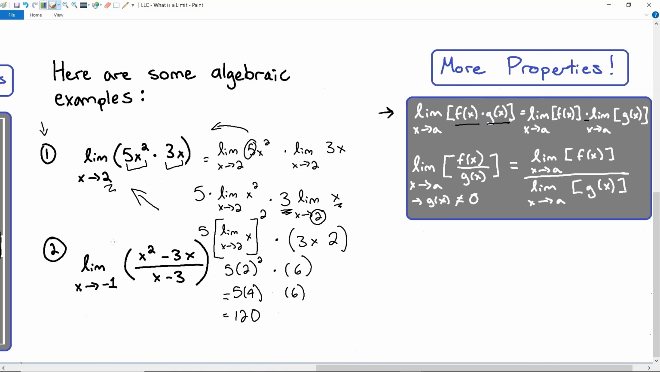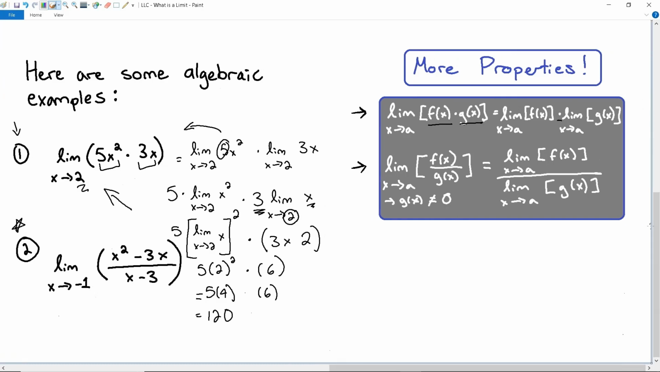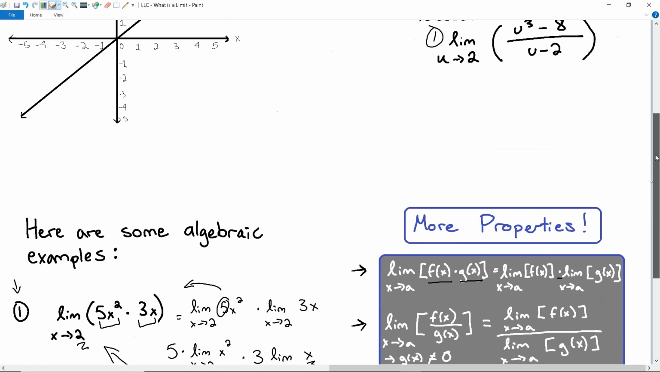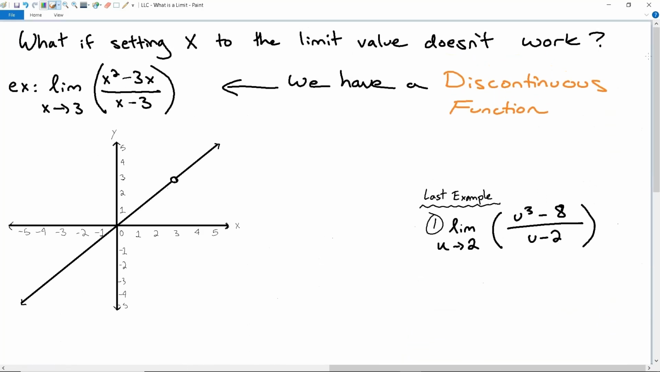So I'm going to leave this example here for you to try on your own. You are going to have to use this limit property here. Very similar to the multiplication property. It's just that we're doing the same thing but with division. So I will let you give that a shot. What I want to focus more on are scenarios where we can't just plug in our x value. So what if setting x to our limit value does not work?